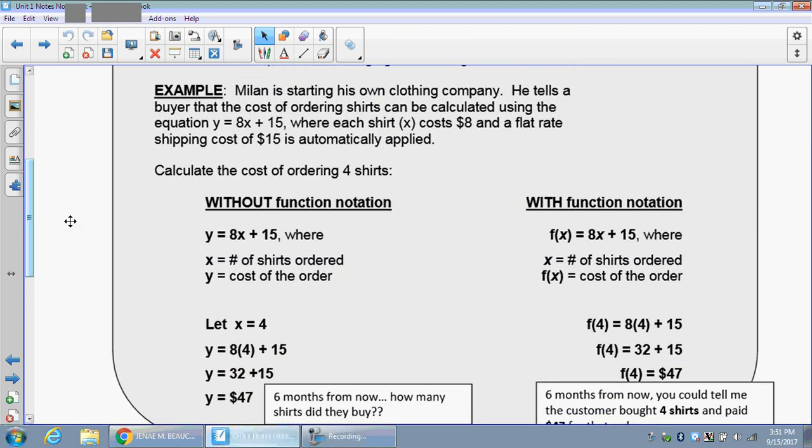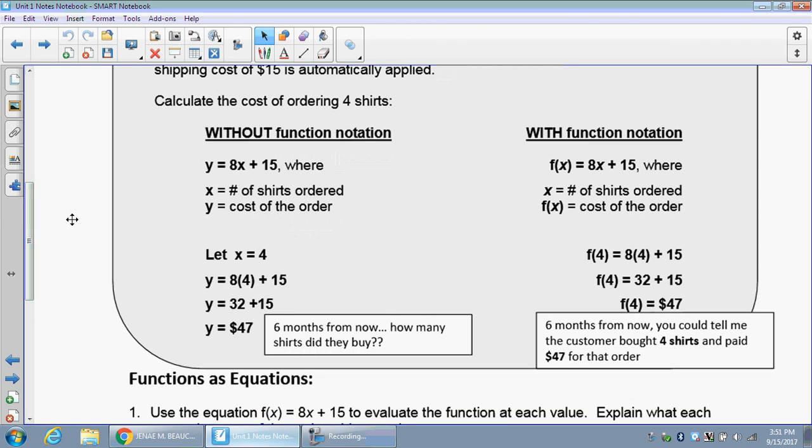without. So we have an example. It says Milan is starting his own clothing company. He tells a buyer that the cost of ordering shirts can be calculated using the equation, and here we have y equals 8x plus 15, where each shirt x costs $8 and a flat rate shipping cost of $15 is automatically applied. Calculate the cost of ordering 4 shirts.